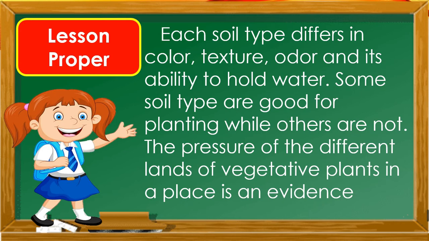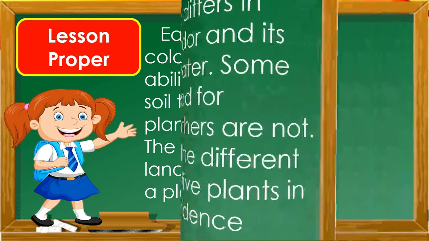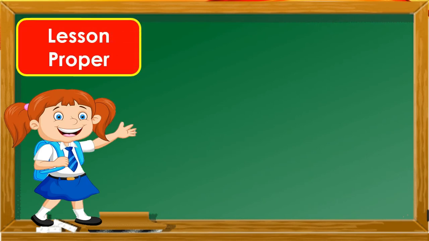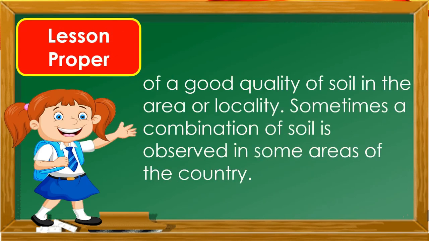The presence of different plants and vegetation in a place is evidence of good quality soil in the area or locality. Sometimes a combination of soil types is observed in some areas of the country.